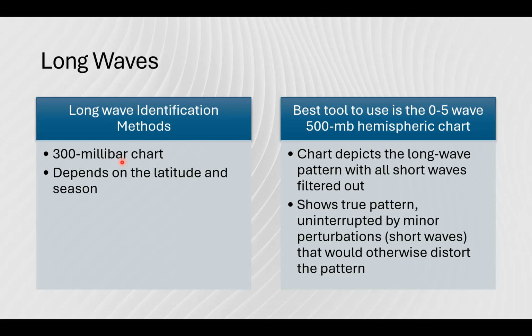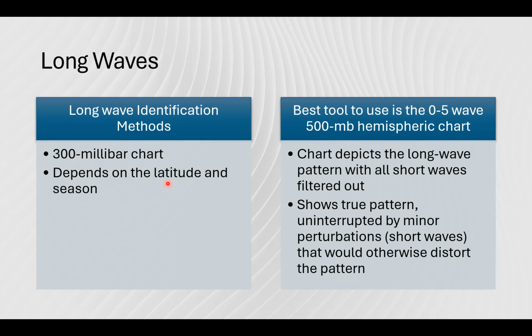Now, if we were trying to identify the long wave pattern in the summertime, we would turn to the 200 millibar chart, because 200 millibars is up at about 40,000 feet above the ground. During the summertime, the atmosphere is so very warm that it tends to expand more in the vertical as compared to the winter.